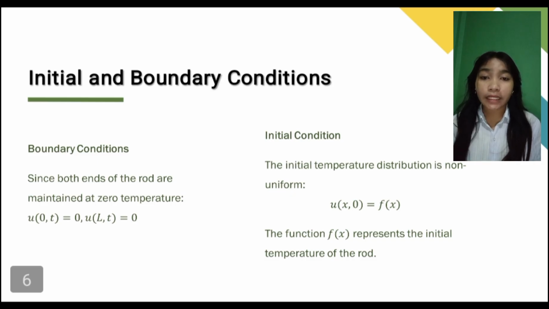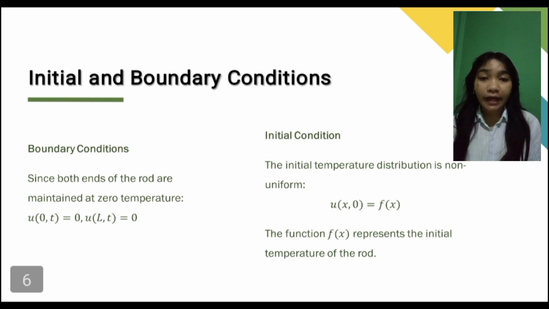Mathematically, this is written as U of 0, t equals 0 and U of L, t equals 0. This tells us that for any time t, the temperature at position x equals 0 and x equals L is always 0. Basically, this could represent a rod whose ends are kept in contact with ice or another cooling system.